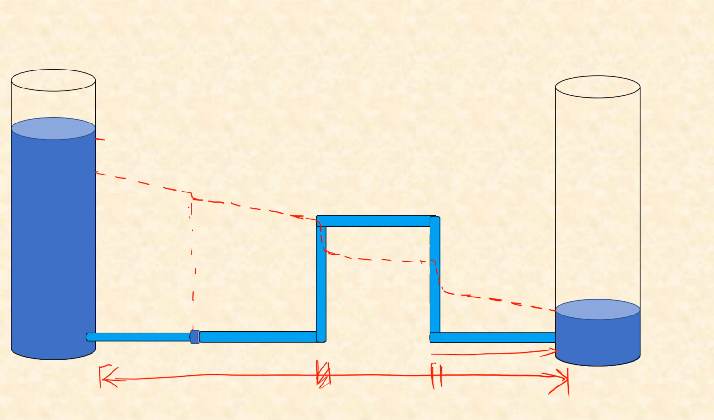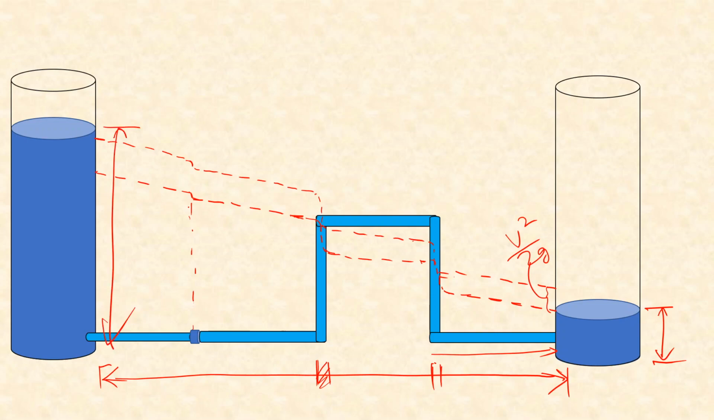Now this is the hydraulic gradient line. So if we want to draw the total energy line, then we can simply draw it like this. And at the end, whatever was the velocity head, v square by 2g will be lost, and we are left with only this much energy, whereas we started from this much energy. So this is how we draw the hydraulic gradient line and total energy line.